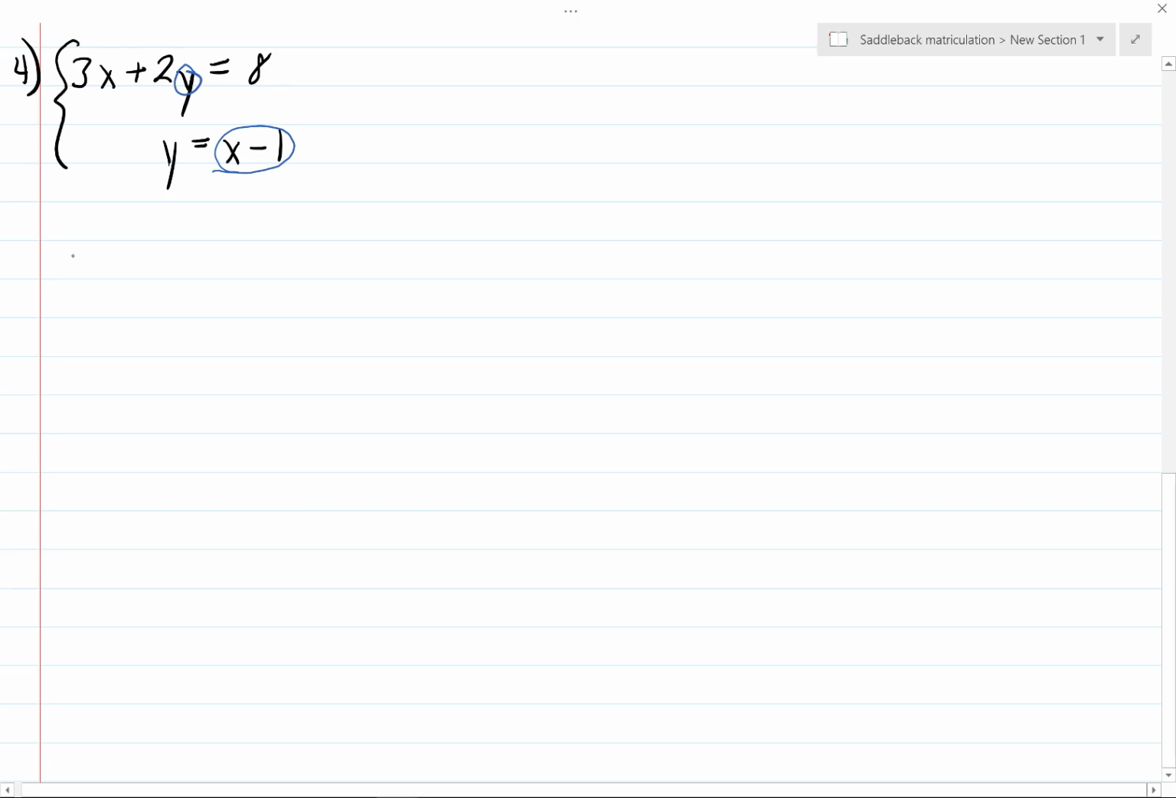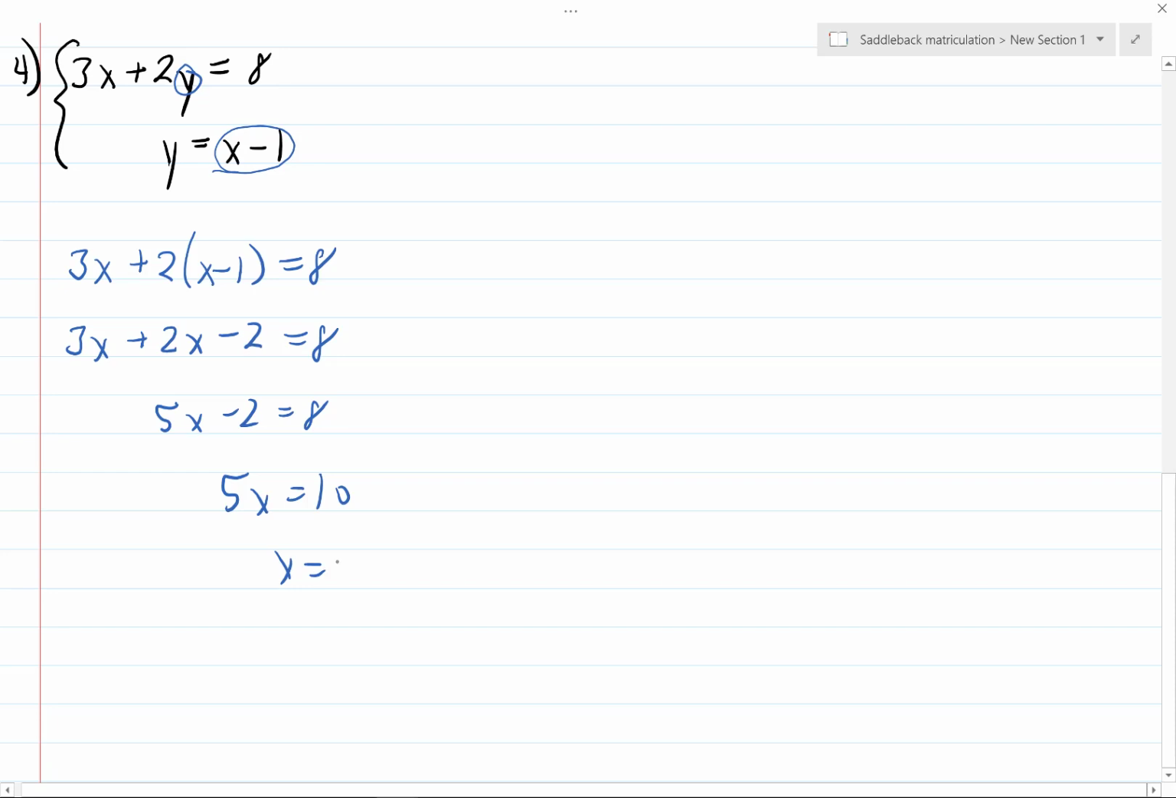So I'm going to rewrite that first equation as 3x plus 2 times, and instead of saying y, I'm going to say x minus 1 equals 8. And this is better because this is just in one unknown, and I can just solve this without a problem. So 2x minus 2 equals 8. Combine like terms, add 2 to both sides, divide by 5, so x equals 2. That's all they asked for.